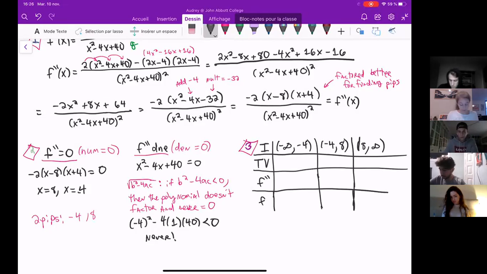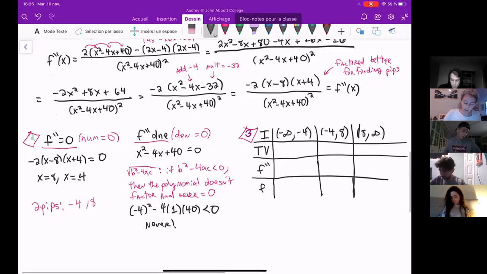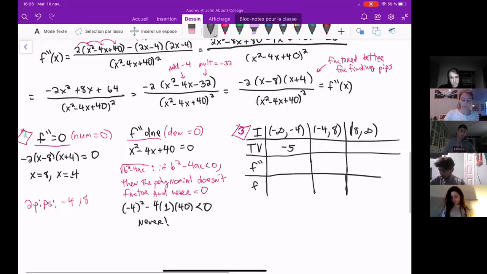What's a good test value on the first interval? -5. What's a good test value on the second interval? 0. If 0 is on your interval, you should just pick it. It's so easy to plug in 0. It's also pretty easy to plug in 1, so that wouldn't be a bad value either. But 0 is definitely the easiest value to plug in, so you might as well just pick it. So we're going to pick 0 there, and then we're going to pick 9 here. And so then I'm looking at f double prime of -5.